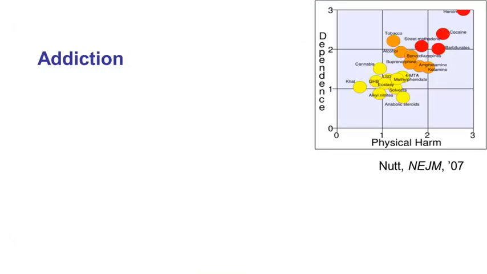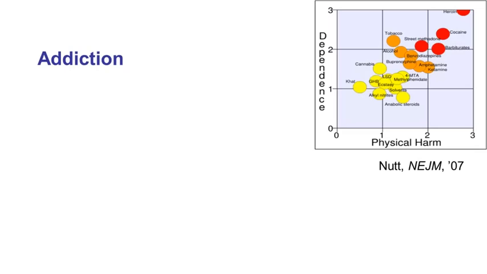As many of you know, addiction is a serious medical problem. There are many substances that can cause addiction, such as cocaine, heroin, tobacco, alcohol, and so on. As this figure on the top right shows, different addictive substances vary in terms of the level of physical harm and dependence they cause. However, despite the differences, addictions to different substances seem to share a common cause.